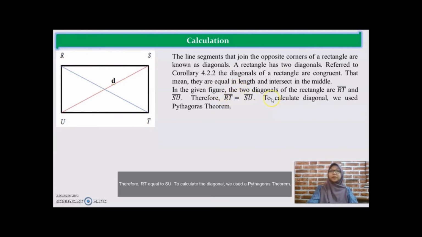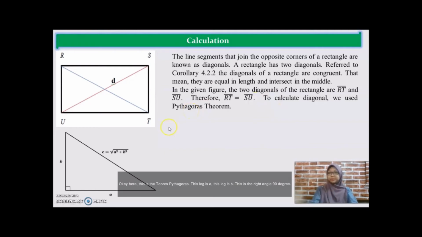To calculate the diagonal, we use the Pythagorean theorem. Here is the right triangle. This leg is A and this leg is B. This is the right angle, 90 degrees. We want to calculate D, the diagonal. The formula is C equals the square root of A squared plus B squared.